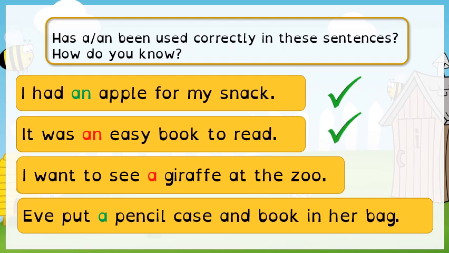I want to see a giraffe at the zoo. Now, giraffe is a consonant sound. They've done it right. Eve put a pencil case and book in her bag. A pencil. Pencil begins with a consonant sound, so they've done that right too.